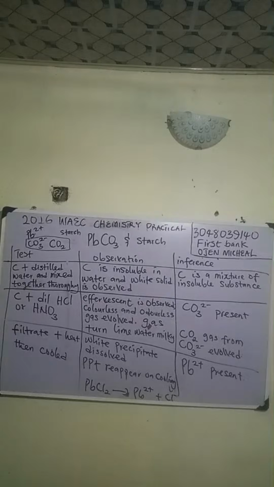They can ask you to separate it. They can ask you to divide the mixture into two test tubes, into two portions. The one they will ask you to treat with HCl, the other one they will ask you to treat with HNO3.